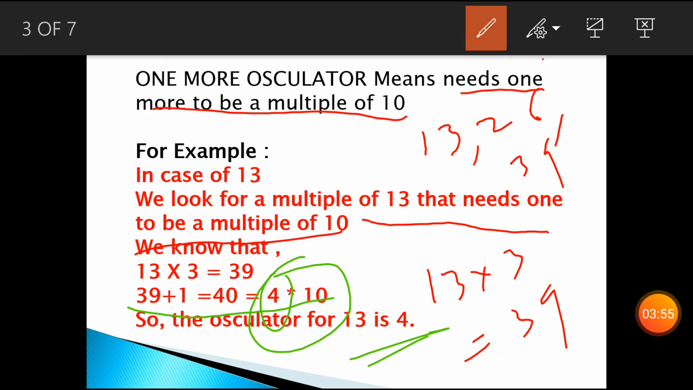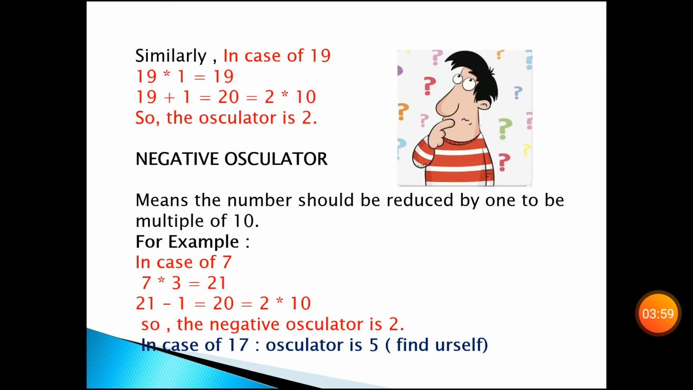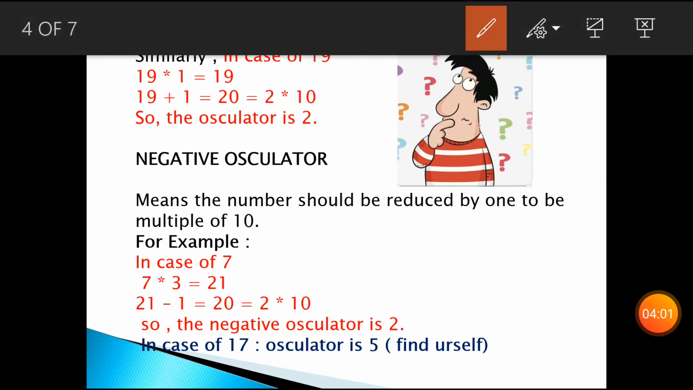We can consider a second example, in the case of 19. As you know, 19 ones gives us 19 itself. If we add 1 to it, it will give us 20. And 20 is a multiple of 10, that is 2 into 10. So the oscillator will become 2. That is very easy to find out.